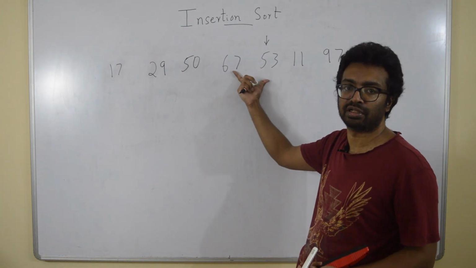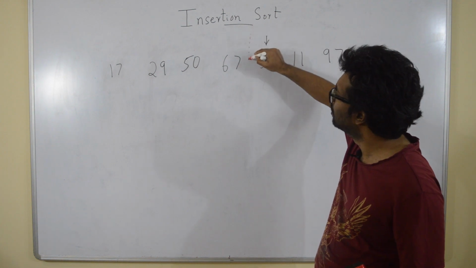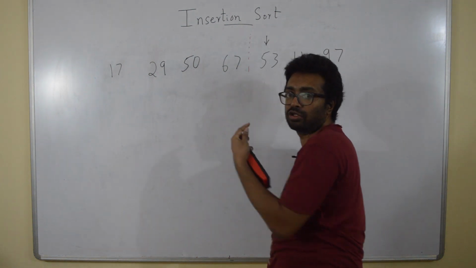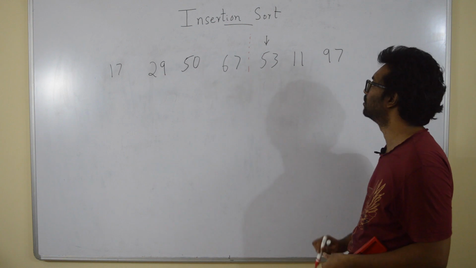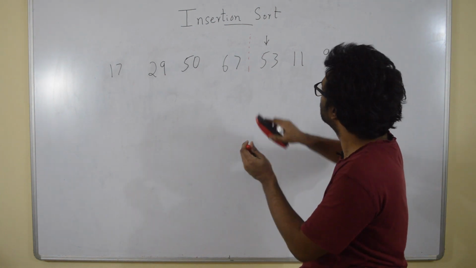53 and 67. Every time I am assuming that this much part of the array is sorted, and that's sorted because that's what we have preserved. Now 53 and 67, they have to be swapped.